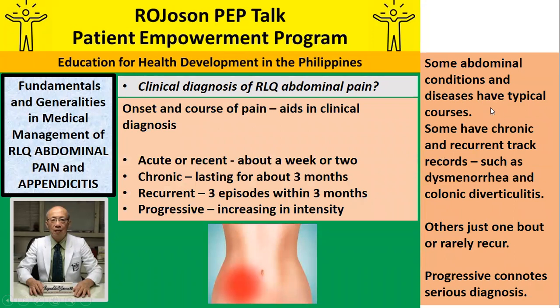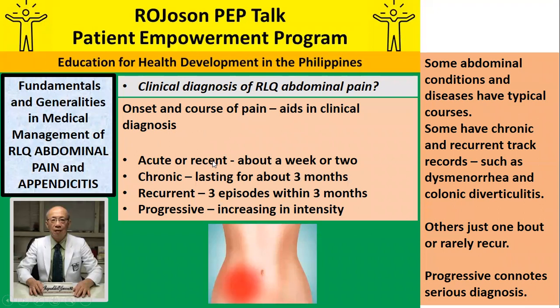Some abdominal conditions or diseases have typical courses. Some have chronic and recurrent track records, such as dysmenorrhea, usually recurrent, and colonic diverticulitis. Okay. Others have just one bout, and then it rarely recurs. And then others have a progressive course, but this progressive course will connote a serious diagnosis. So the onset and the course of pain can also assist in the clinical diagnosis. These are some of the classifications of the course.